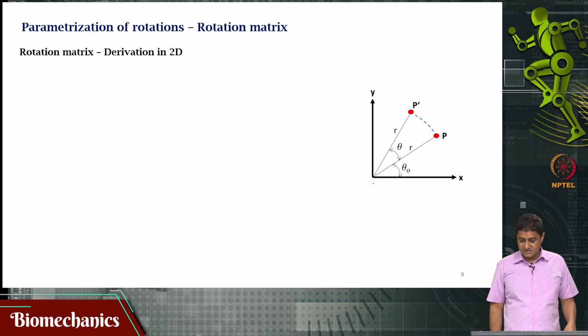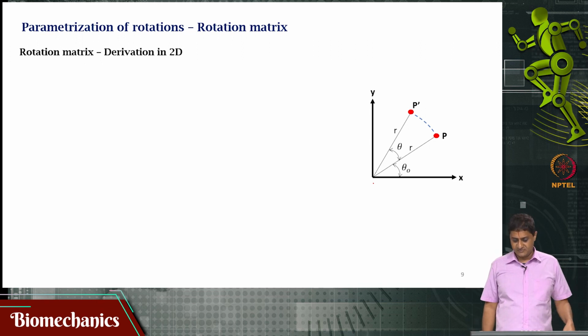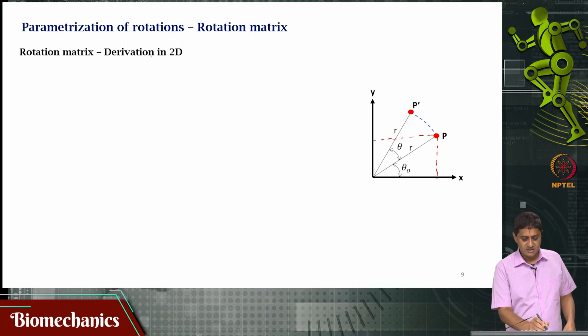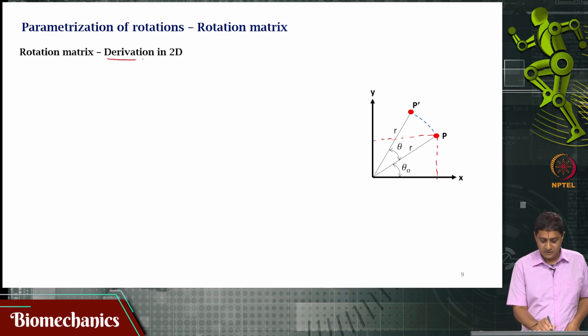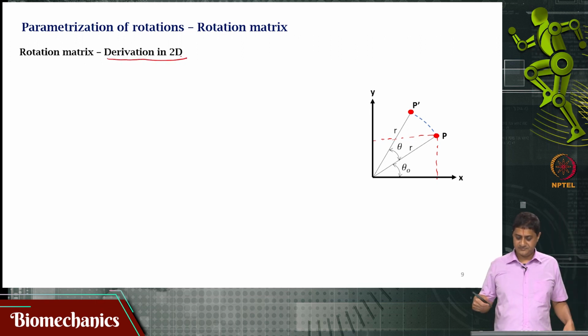We start with a simple case. Okay. Let us say that there is a point P shown here, and initially it has an angle of theta with respect to the horizontal axis, which is the x axis. This is a rotation matrix in 2D. Okay.